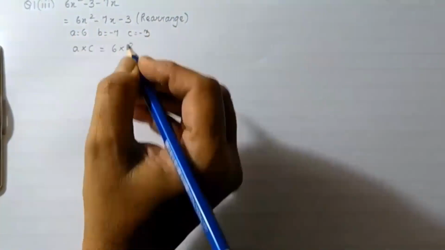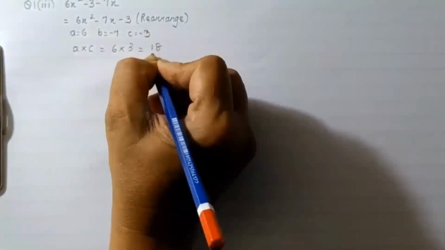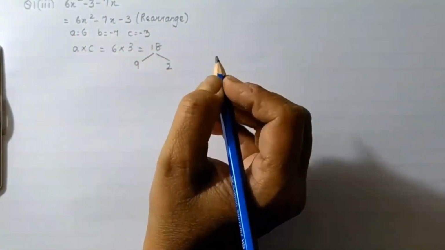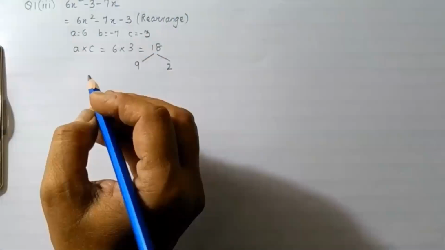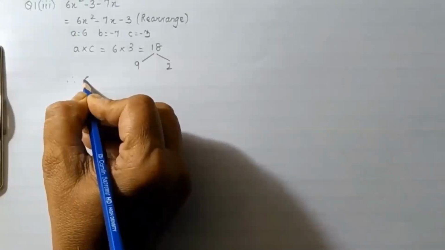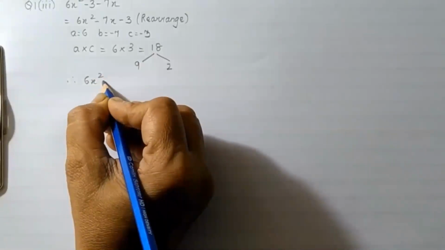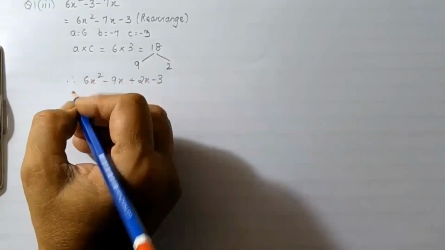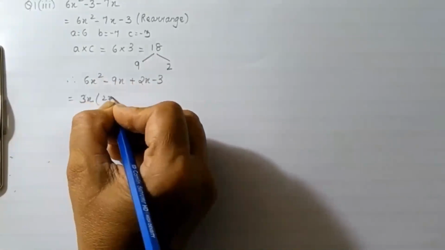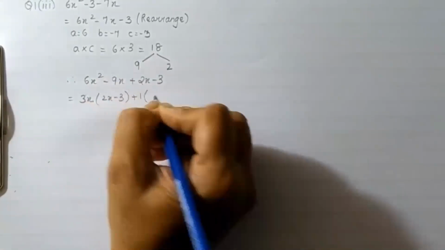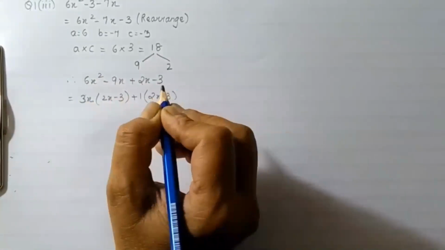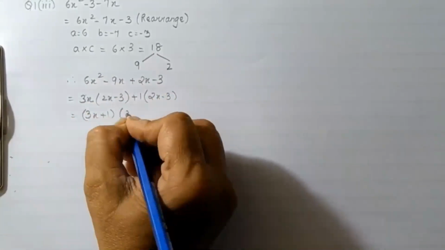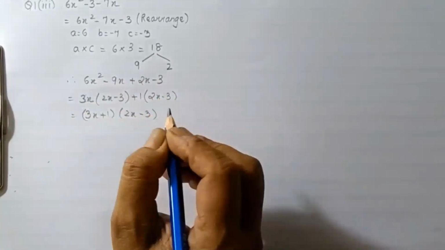A multiplied by C for finding the factors. 6 into 3 is 18. 9 and 2 are two factors. 9 minus 2, we will get 7. There are other factors also, 6 and 3, but 9 and 2 are the factors that we want. Now we are splitting the middle term, 6x square minus 9x plus 2x minus 3. 3x common, 2x minus 3, plus 1 into 2x minus 3. So we'll get two factors, 3x plus 1 and 2x minus 3.